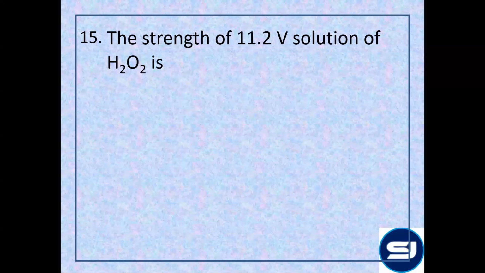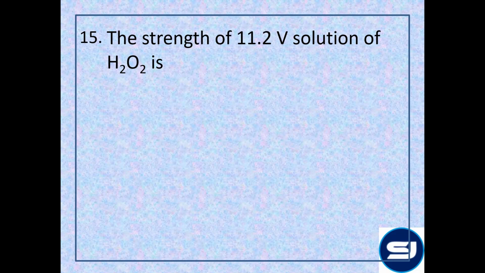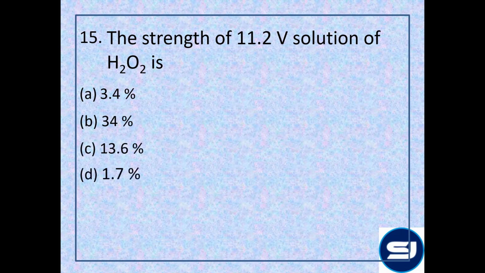The strength of 11.2 V solution of peroxide. 11.2 V solution. We have to find the strength in percentage. Now percent weight by volume means how many grams of peroxide is present in 100 ml of the solution. So in weight by volume you have to find out the percent.